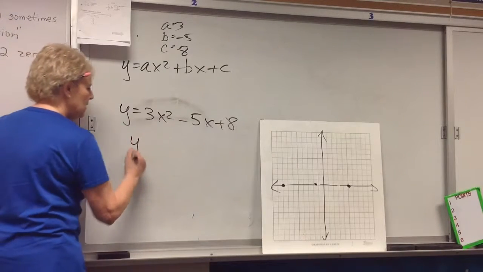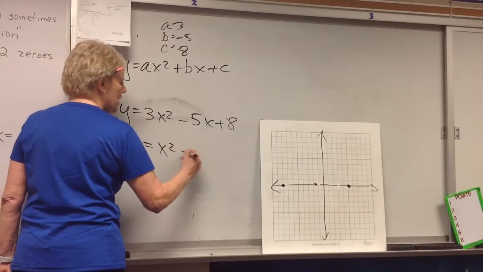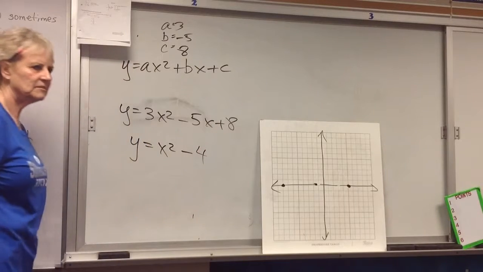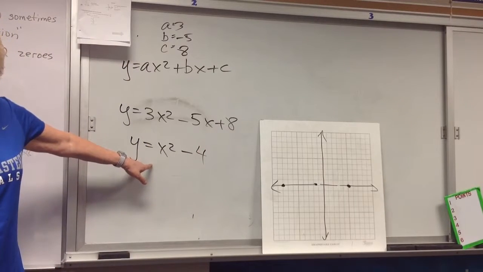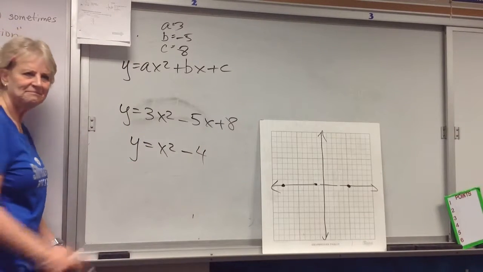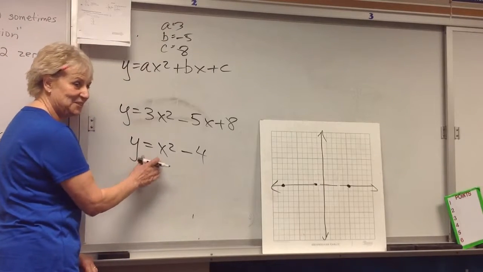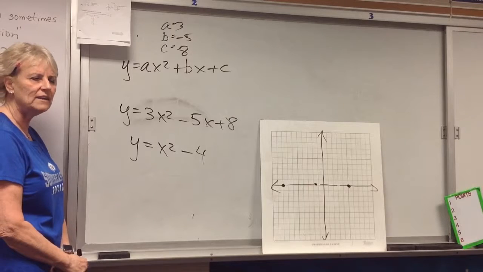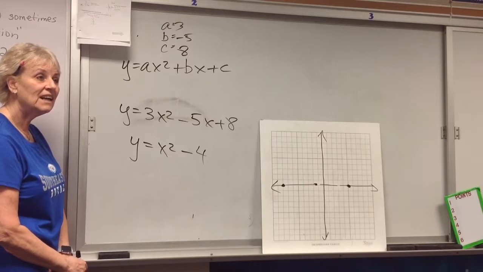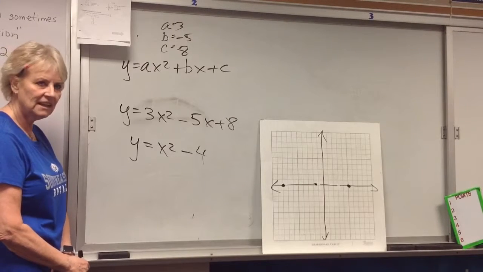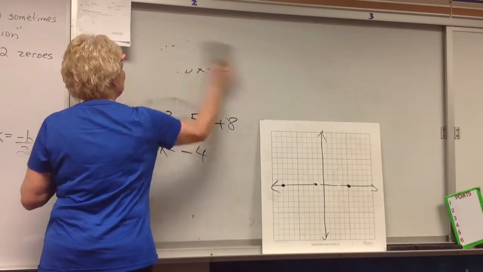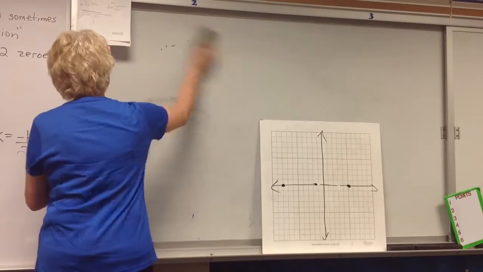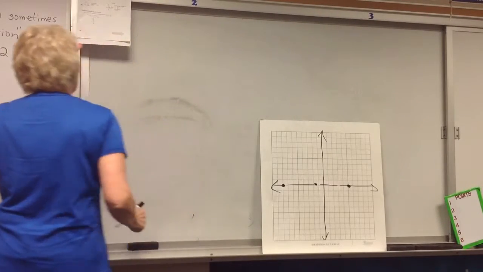Let me give you another one. Y equals x squared minus 4, which, by the way, can be factored: x plus 2, x minus 2. You've got to do that next week. What's a? 1. What's b? 0. C? -4. So far, so good.